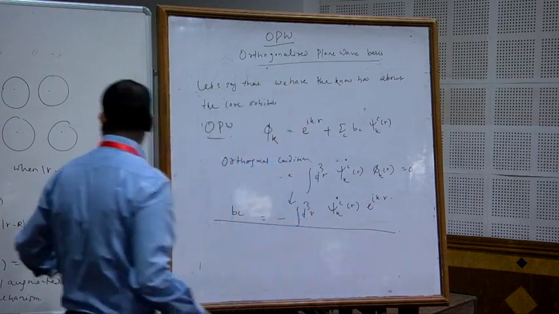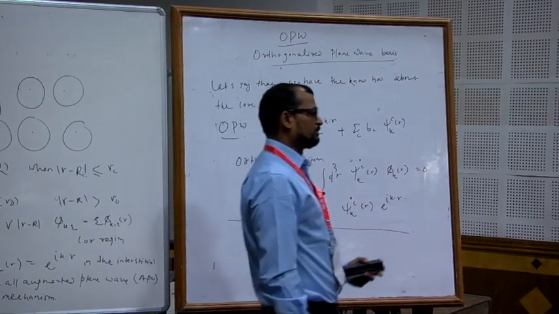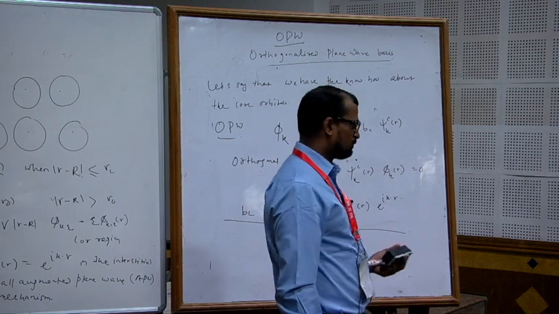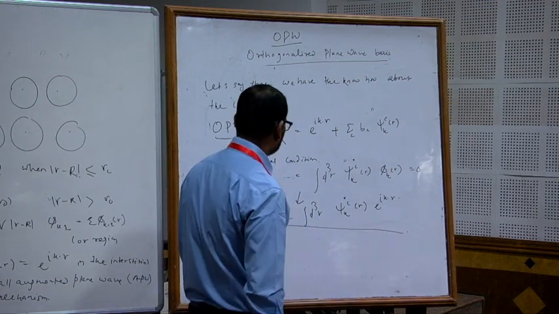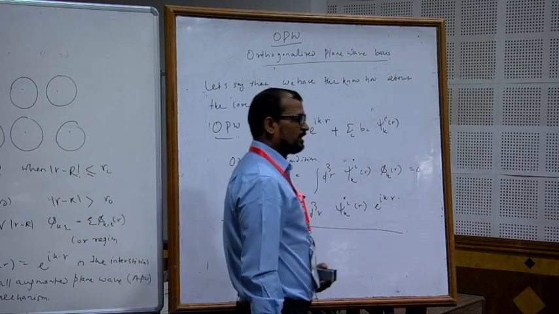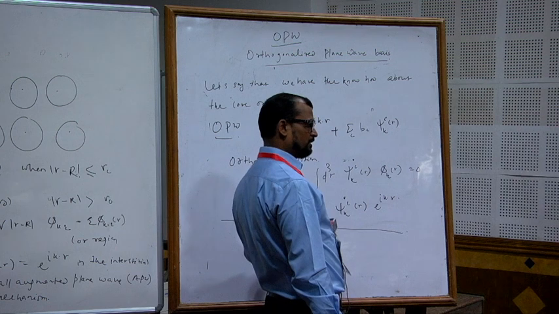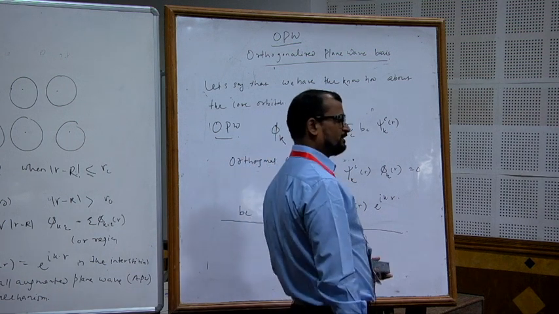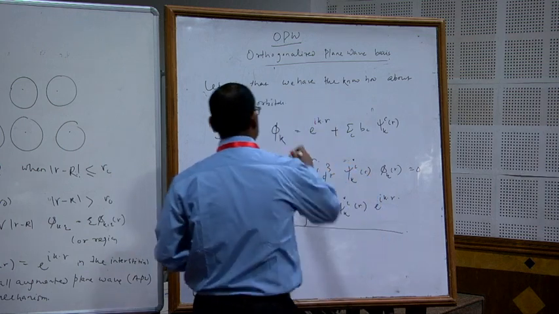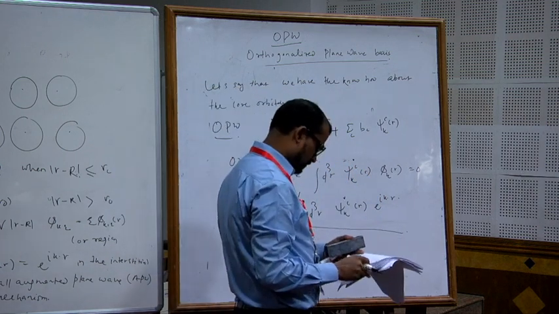So if you recall, I am no more solving this second order differential equation inside the sphere of cutoff radius RC. Rather, I am trying to find a collective set of functions, the collection of the core wave functions, which together represent my total wave function for valence. Okay?